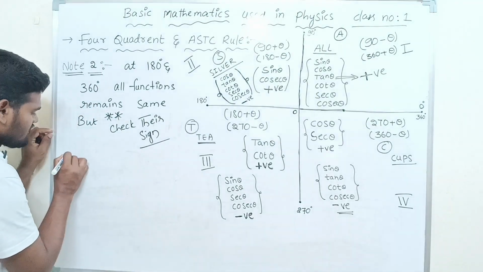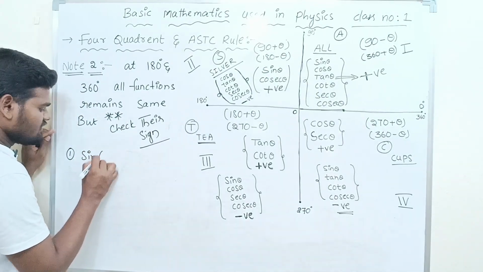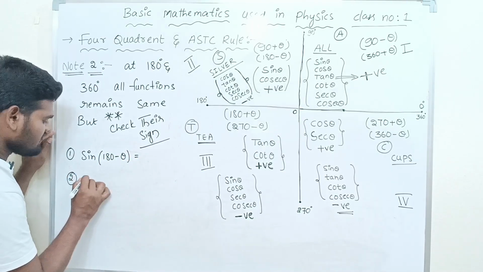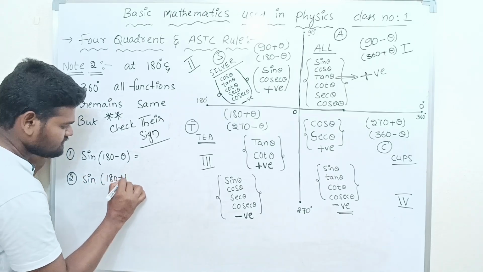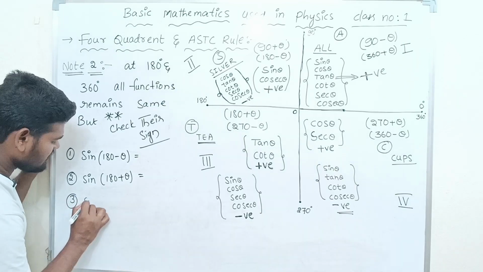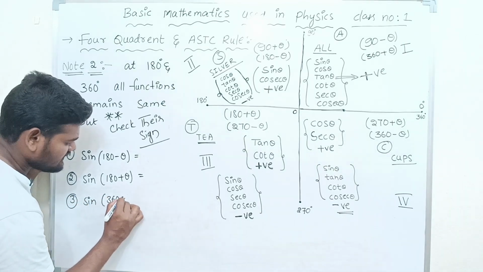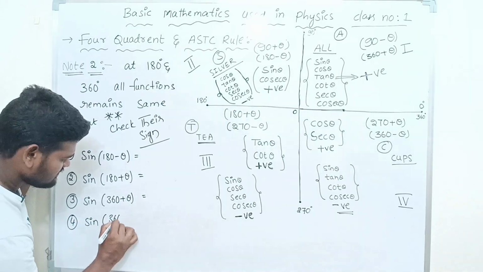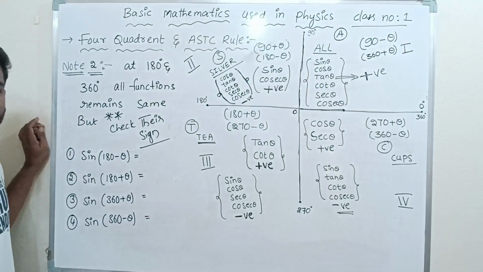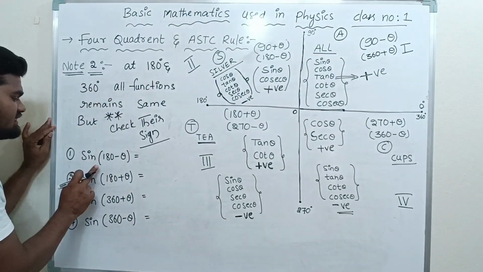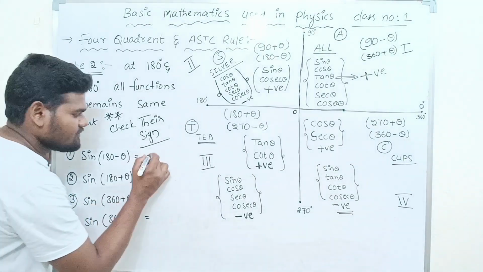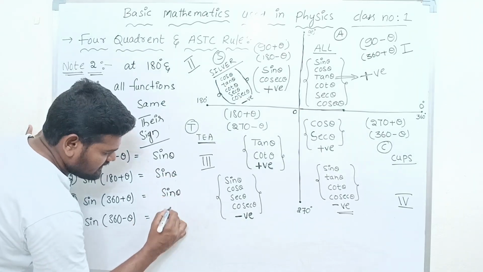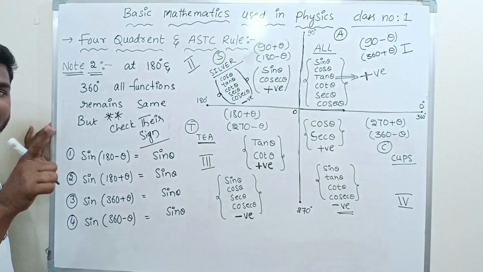First one, sine of 180 minus theta. Second one, sine of 180 plus theta. Third one, sine of 360 plus theta. And fourth one, sine of 360 minus theta. How will we check? At 180 and 360, sine remains sine. All functions remain the same. That means here you will get sine theta, sine theta, sine theta, sine theta. But we have to check the sign.